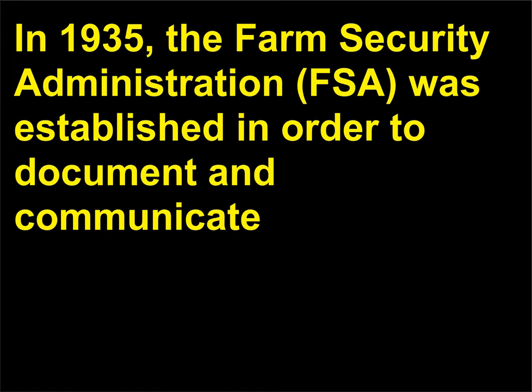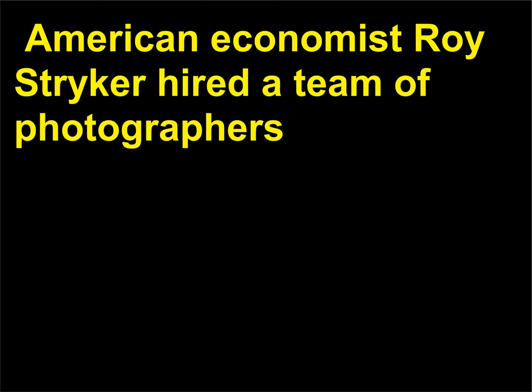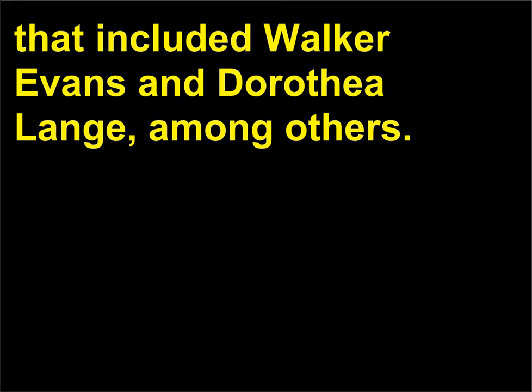In 1935, the Farm Security Administration, FSA, was established in order to document and communicate the devastating impact of the Great Depression, especially on farm workers and the rural poor. American economist Roy Stryker hired a team of photographers that included Walker Evans and Dorothea Lange, among others.